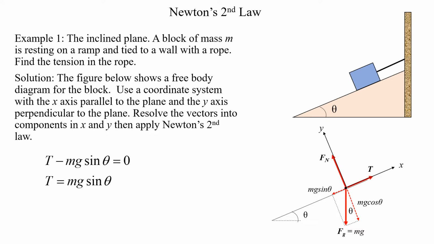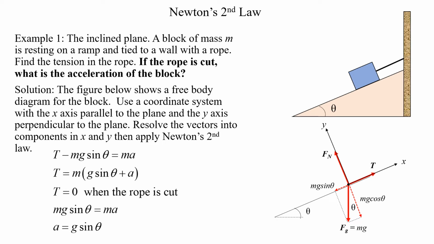With the tension in the cord holding the block, we have static equilibrium. That means the sum of the forces in the x direction must be 0. We've got the tension force up the hill minus the component of the weight down the hill, which is mg sine theta, equals 0. So the tension just equals the weight mg times the sine of theta. So here's the solution. The tension then is mg sine theta.